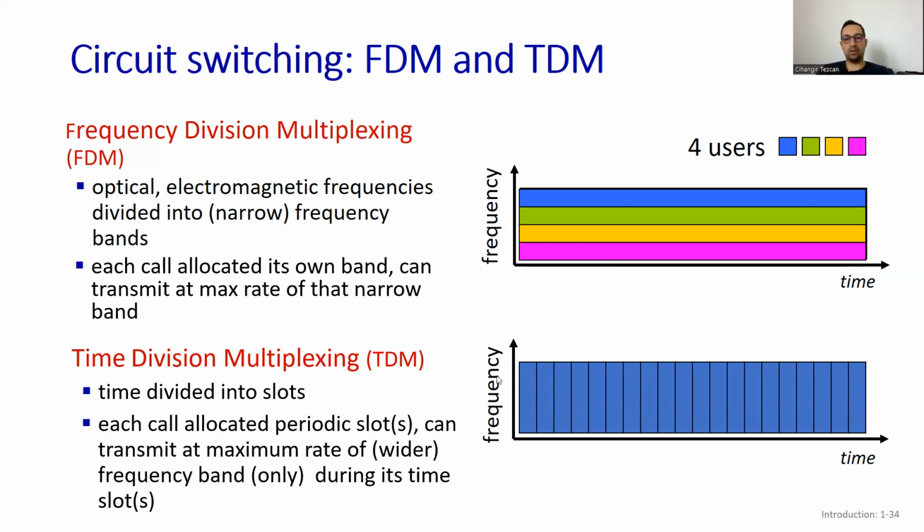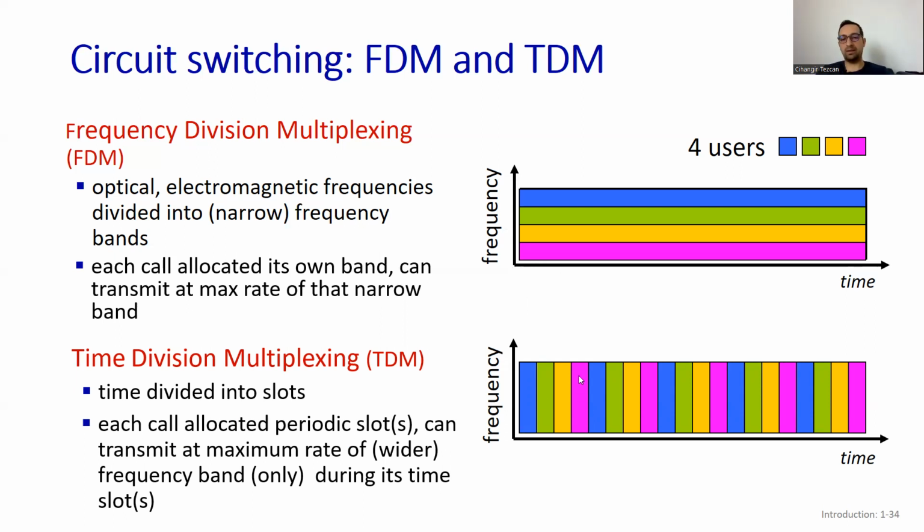Time division is a little bit different from this, because this time the time is divided into slots. So here, each call is allocated periodic slots and can transmit at the maximum rate of the wider frequency band only during its time slots. So this time, for instance, the blue user uses the whole bandwidth, but has to wait 3 time slots to transmit the second data, and so on. Okay, so one of them is frequency division, another one is called time division multiplexing. So this way, in each scenario, you allow 4 people to communicate.